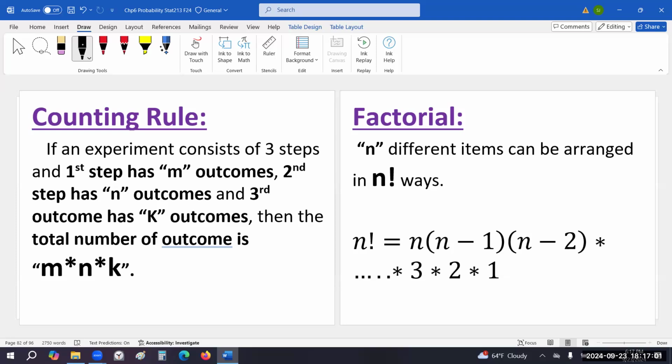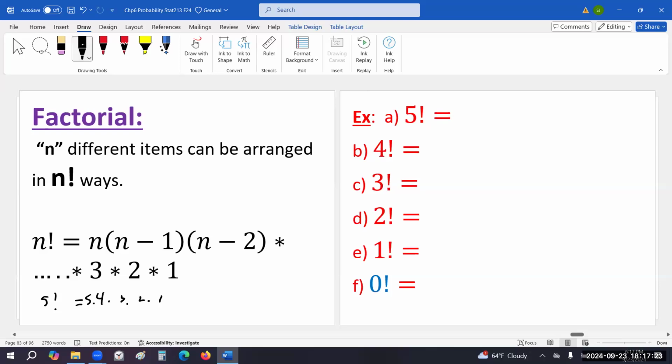So if we have 5 factorial, what is 5 factorial? 5, 4, 3, 2, 1, right? Multiply all of them. So factorial means keep multiplying starting from 1 until the number that has the factorial. And that's a fun example.